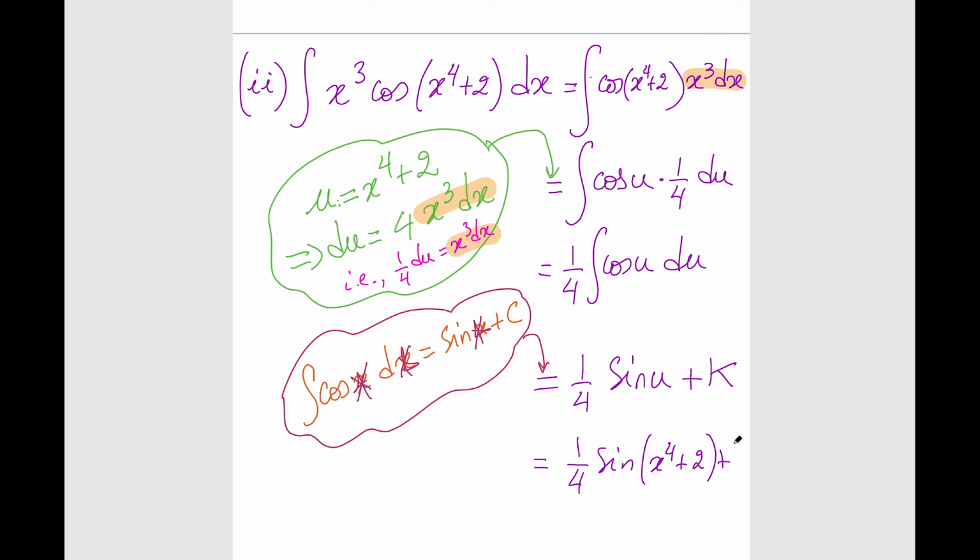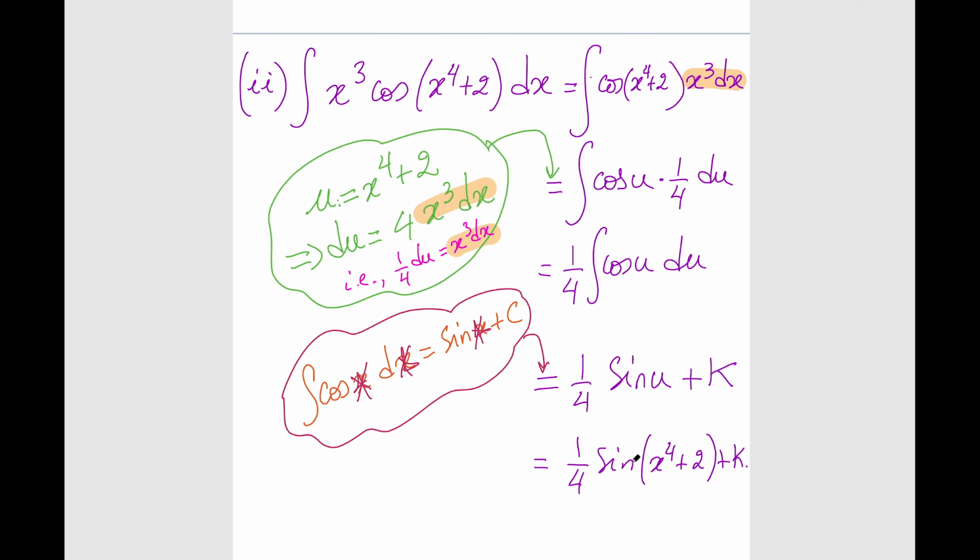If you want to check your work, you can always differentiate this, and you should get back the integrand. What we just found means the following. We found a primitive of x cubed cosine of x to the 4 plus 2, and any primitive is going to look like this: 1/4 sine of x to the 4 plus 2 plus a constant. If you're more comfortable differentiating than integrating, how about you differentiate this guy? You should get back exactly this.